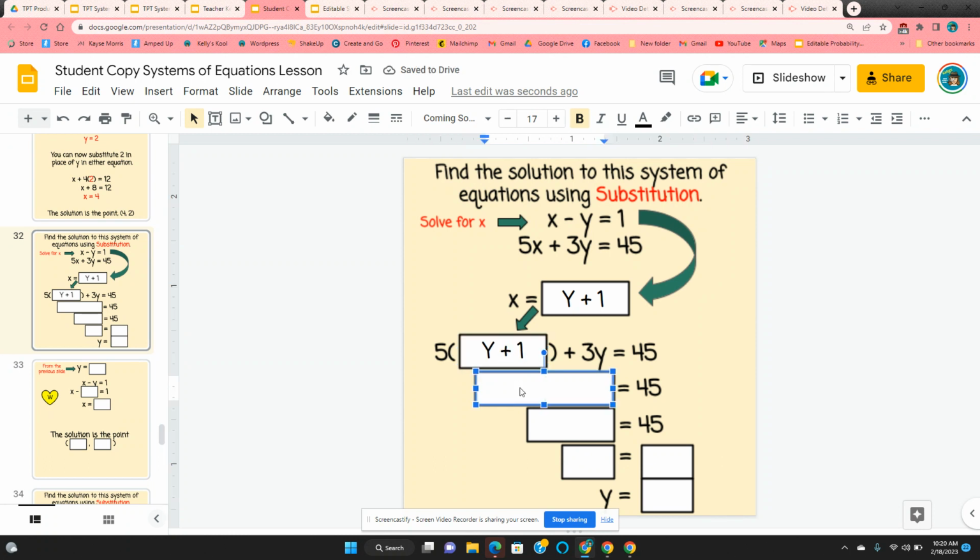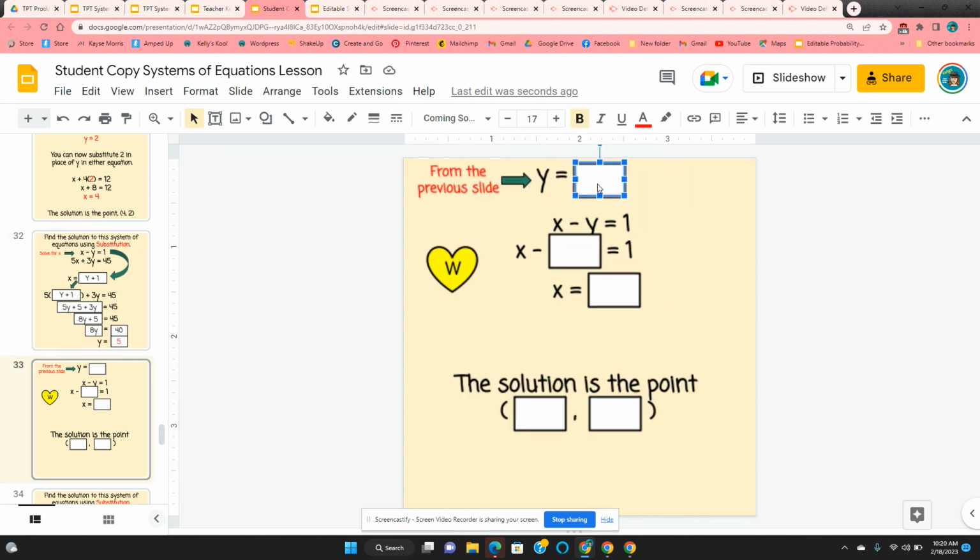That will give them 5y plus 5 plus the 3y that's still there. And they're going to combine like terms. 8y plus 5. And then they're going to subtract 5 from both sides. They will put 8y equals 40 and y equals 5. So now they've solved for one of the variables. And then on the next slide, they're just going to type in again y equals 5, plug it into one of the equations, and get the x value, and then type in the solution.